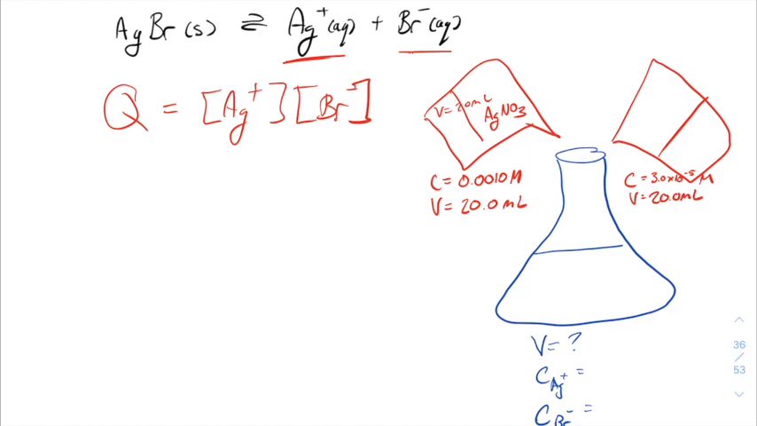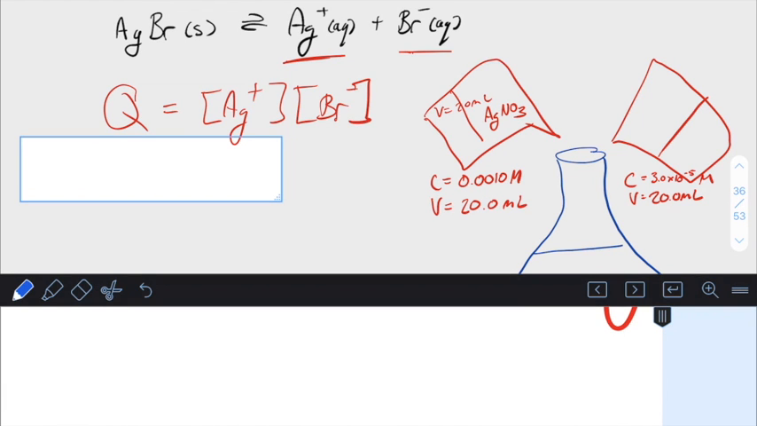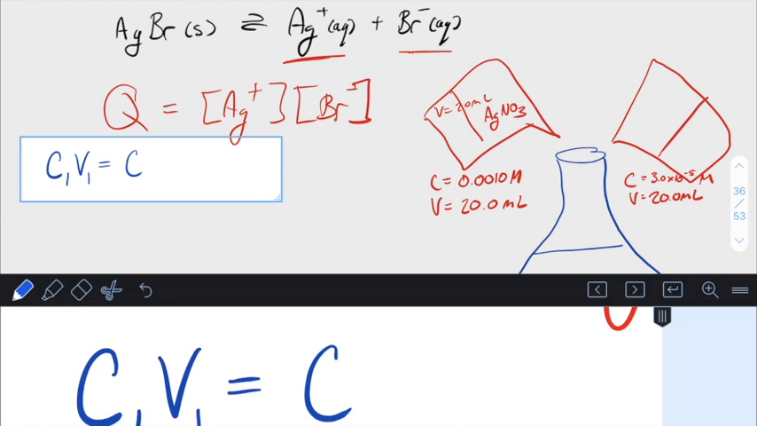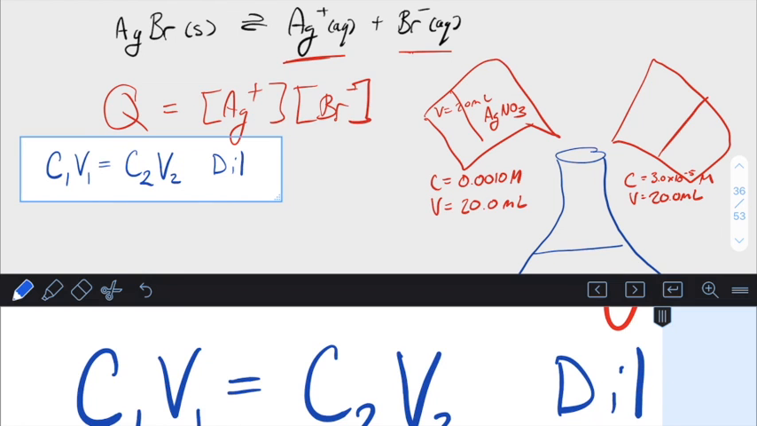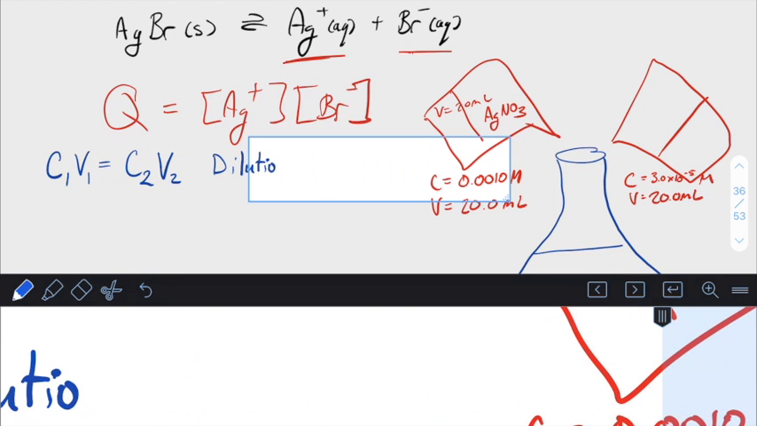So a very useful equation that we may not have covered, you haven't covered in a long time, or maybe not at all, is an equation that looks like this. Concentration 1 times a volume 1 is equal to a second concentration times a second volume. So this is an equation that's used for dilution. This is a dilution equation.